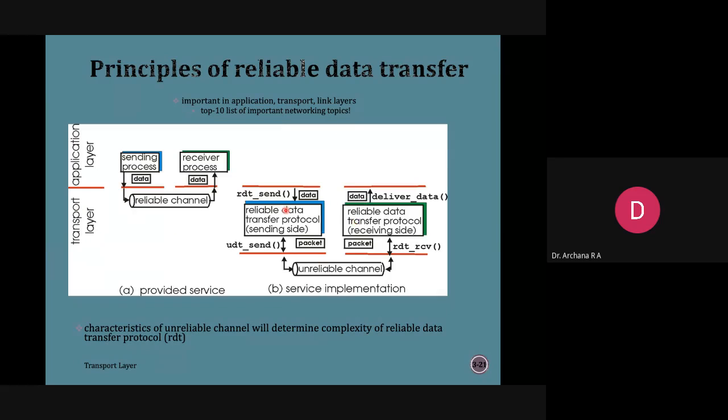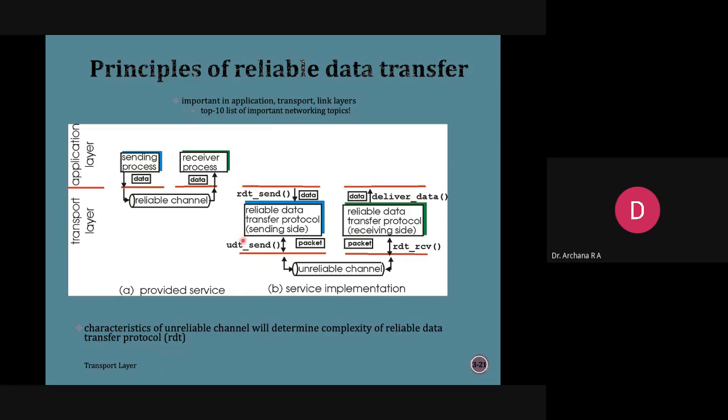Next we'll see part B of this picture. It is the service implementation. In the application layer and transport layer, we can see the reliable channel, but the physical medium may be unreliable, so it indicates the unreliable channel. This picture represents the communication, and we are going to use some functions in order to send and receive the packet, or to deliver the data to the upper layer. We are going to see different functions in each and every version of reliable data transfer.